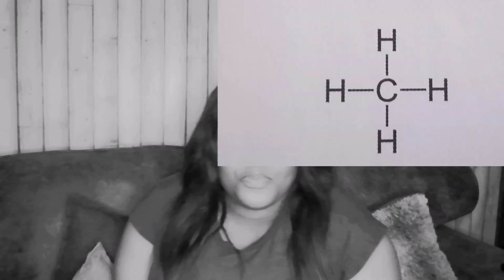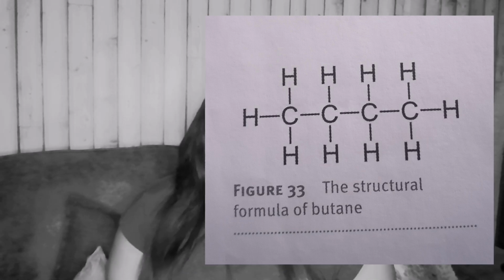Which are methane. I'll show a picture here. Ethane, propane, butane, and pentane, right? Okay. So these alkynes have a chemical formula and a structural formula.